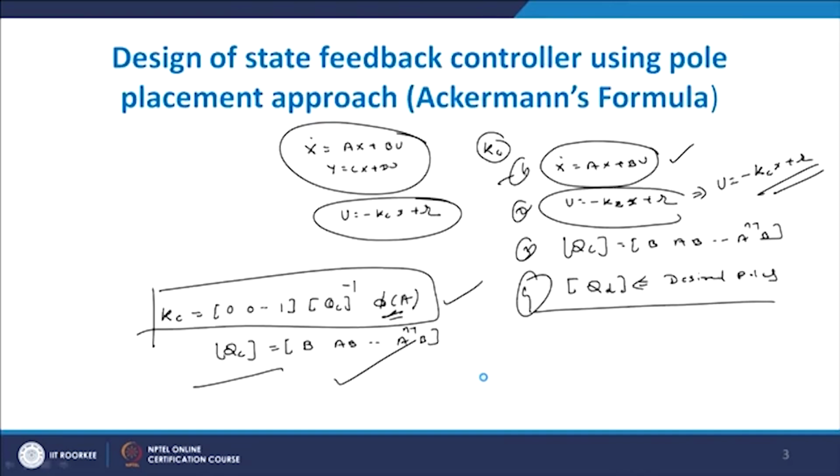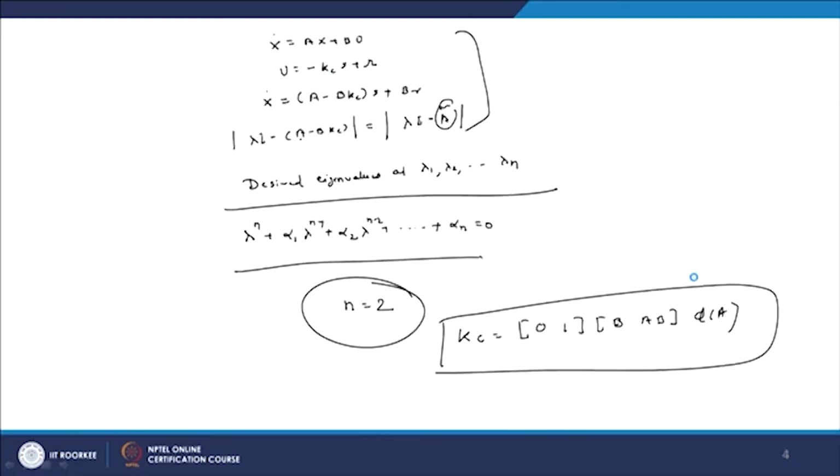So, we have a state space model x dot equals Ax plus Bu, and we have the control law. Now, here is the controllability matrix. Here, A minus B Kc we can write in terms of A bar. The desired eigenvalues, lambda 1, lambda 2, can be written in terms of this.